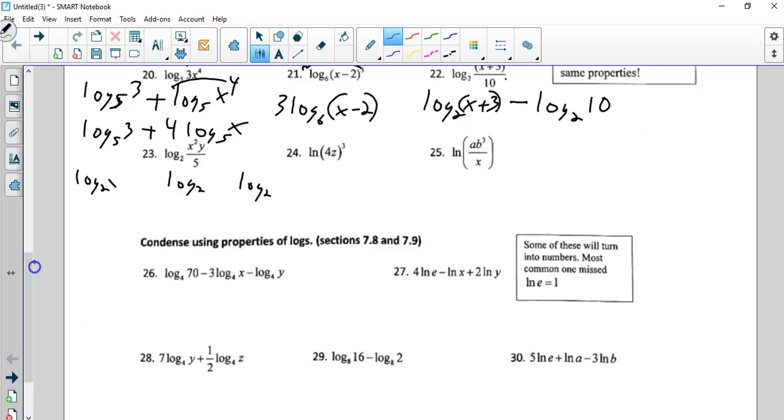So log 2 of x squared. The y is on top, so we're going to put plus log 2 of y. The 5 is on the bottom, and we do that. Last step is to make sure we move the exponent in front. 2 log 2 of x plus log 2 of y minus log 2 of 5.